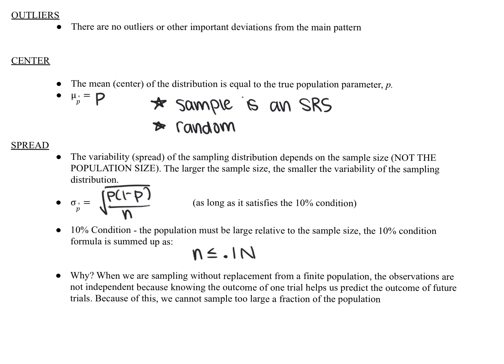The reason why we have to check this is because we're sampling without replacement from a finite population. So the observations are not independent, because knowing the outcome of one trial helps us predict the outcome of future trials. Because of this, we cannot sample too large of a fraction from the population, because then we know it's definitely not independent.